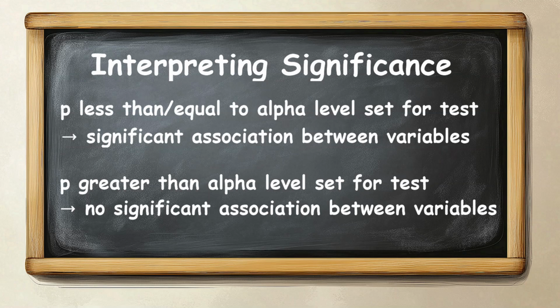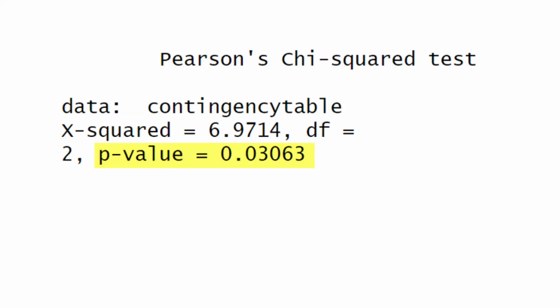It's common to select a significance level of 0.05 or 0.01. A p-value that is greater than the alpha level we have set indicates that there isn't a significant relationship between our variables. For our example, the p-value is 0.03063. Since this is less than our alpha level of 0.05, the test is significant. So based on our fictitious data, there does appear to be a relationship between students' gender and their reading format preference. It's important to remember that a significant chi-square test does not prove that there is a causal relationship between two variables. It only indicates that there is a relationship or association between them.